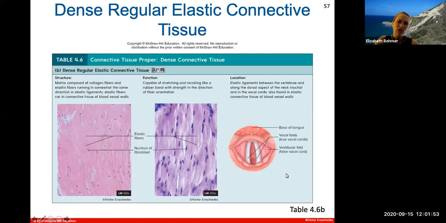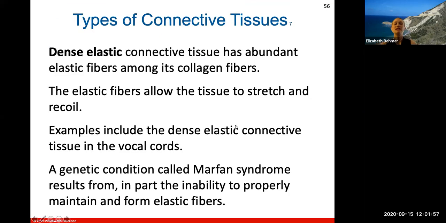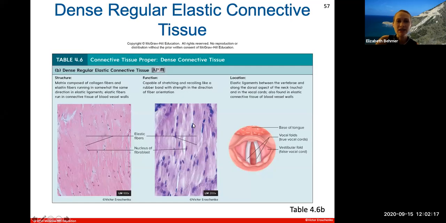We don't have a picture. This is still dense regular, elastic. Okay. Dense elastic connective tissue has abundant elastic fibers. Examples of where it's located are in the tissue of your vocal cords. There's a genetic condition called Marfan syndrome, and it results in the inability to properly maintain and form elastic fibers. So here's dense elastic connective tissue found in your vocal cords.